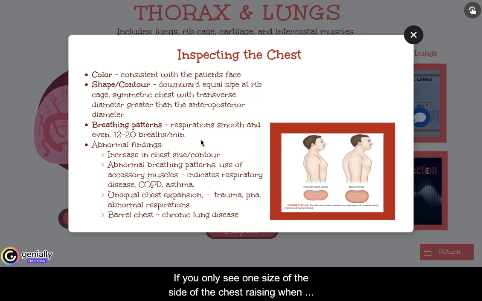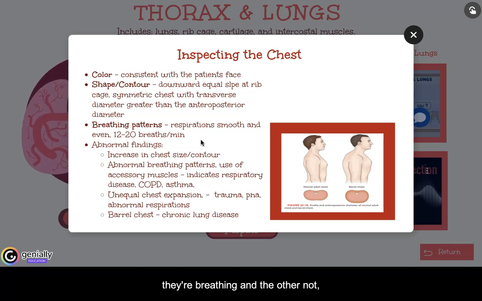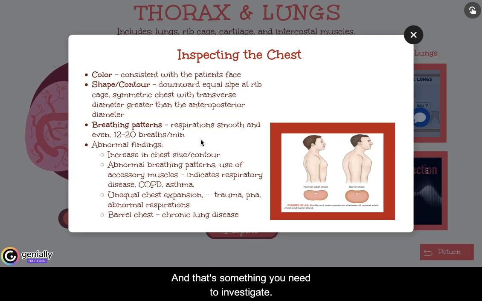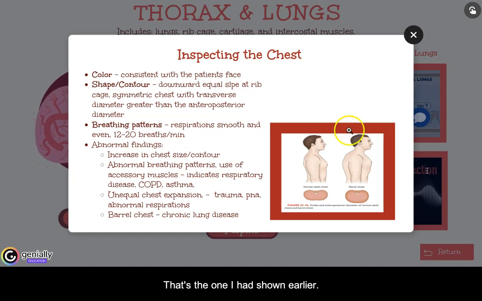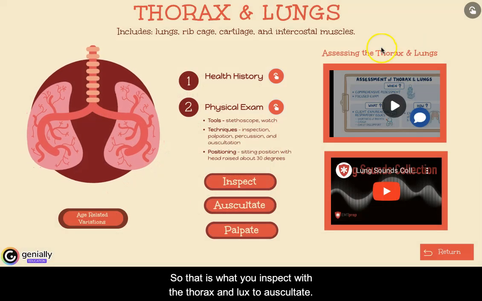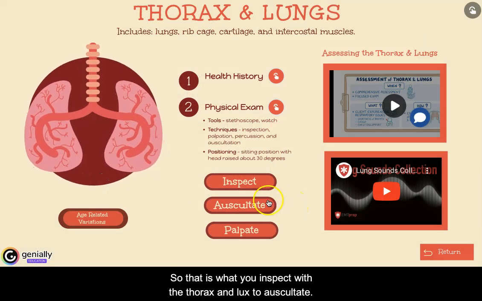If you only see one side of the chest raising when they're breathing and the other not, that could be a collapsed lung, and that's something you need to investigate. Barrel chest, that's the one I had shown earlier where the chest is expanded. That's called a barrel chest. So that is what you inspect with the thorax and lungs.